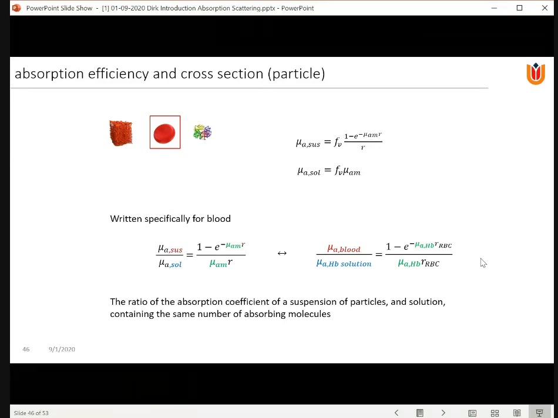So the denominator on the left-hand side, mu suspension, would be the mu of blood, of a blood volume. In the denominator, we had mu of a solution, which we would get when we would break all the particles, or break all the red blood cells in this case. So that would be the absorption coefficient of a hemoglobin solution, just a solution of hemoglobin molecules. And then on the right-hand side, we have this ratio again, which contains again 2 factors. We have the mu of the hemoglobin solution inside the red blood cells, and we have the size of the red blood cell, the radius.